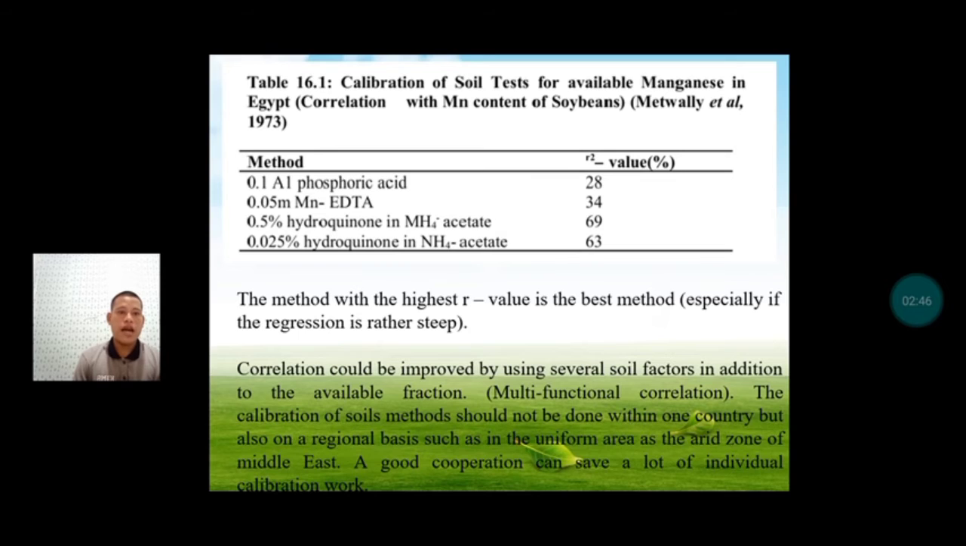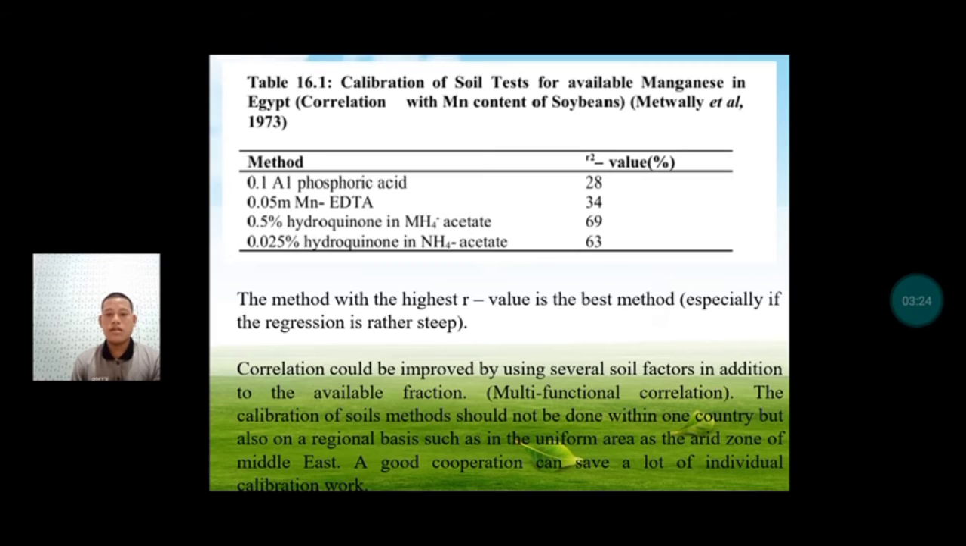The method with the highest R2 value is the best method, especially if the regression is rather steep. Correlation could be improved by using several soil factors in addition to the available fraction, which is multifactorial correlation. The calibration of soil methods should not be done in one country only but also on a regional basis, such as in a uniform area like the arid zone of the Middle East. A good cooperation can save a lot of individual calibration work.